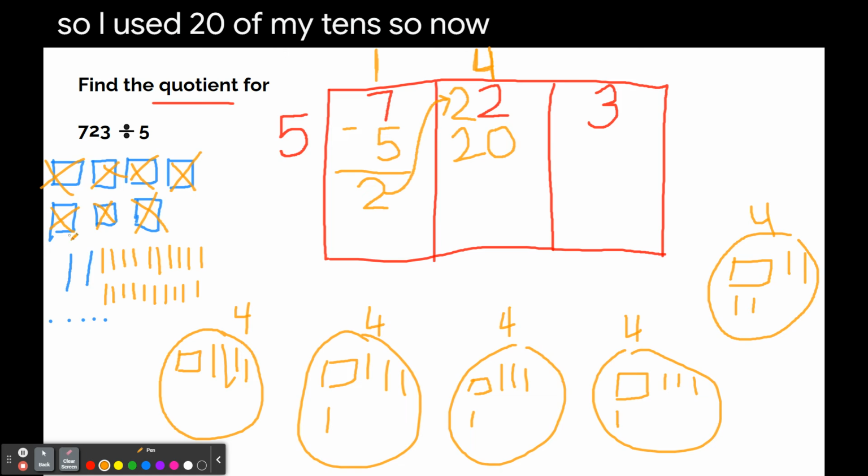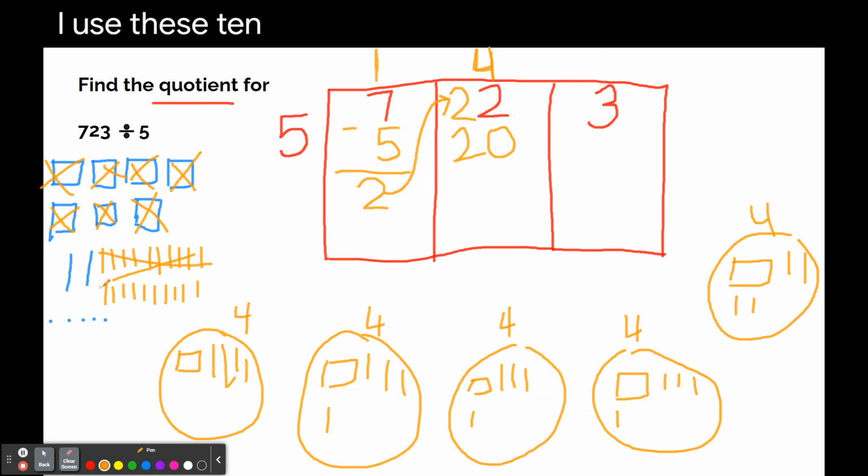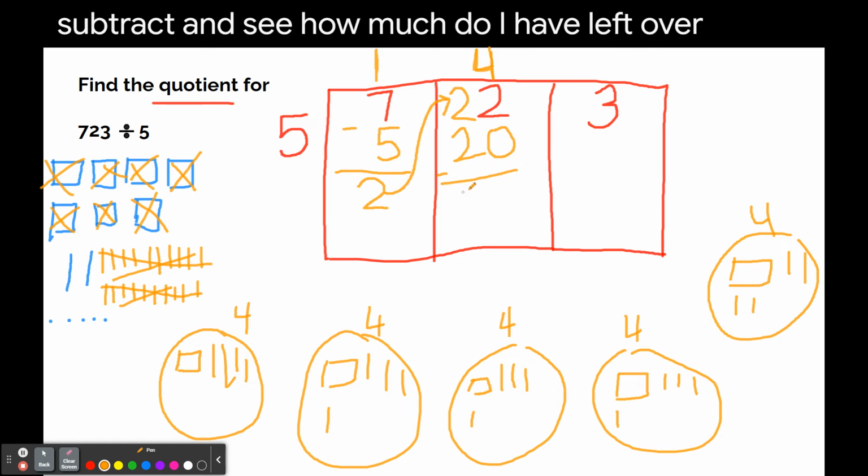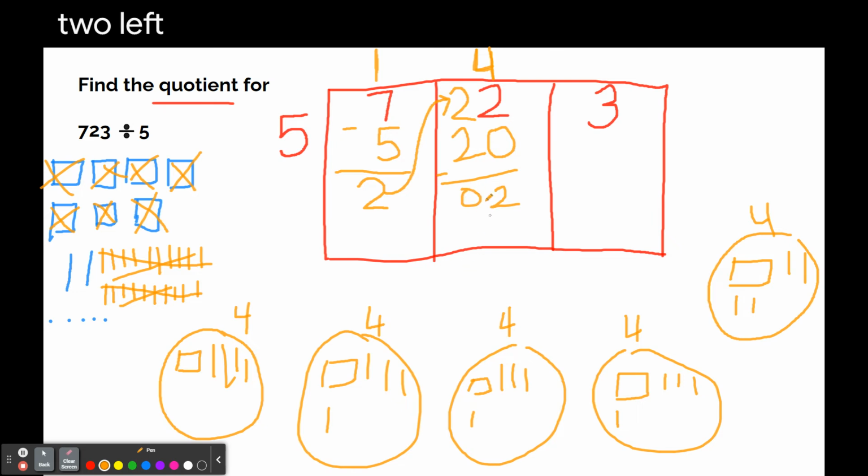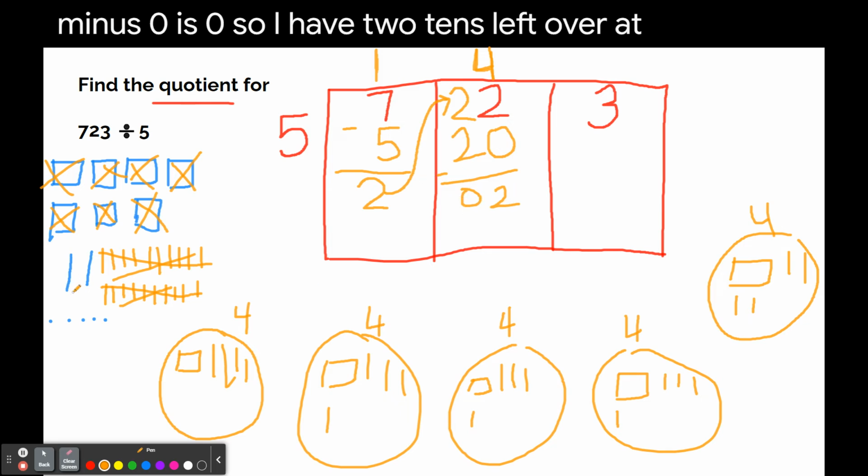So now we've got to go ahead. I use these 10 and I use those 10. Now I have to subtract and see how much I have left over. I have 2 left over, right? Because 2 minus 0 is 2, and then 2 minus 0 is 0. So I have 2 tens left over. That's what we see over here.